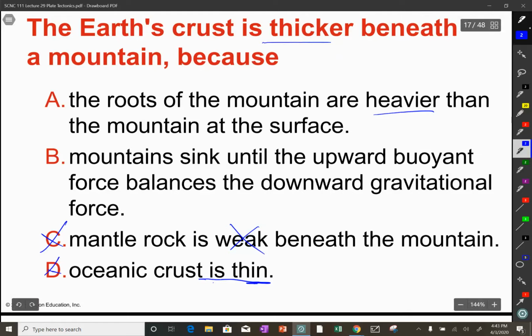The roots of the mountain are heavier than the mountain at the surface. It's not that the roots are heavier, it's that the entire thing is just like a boat. You can think of it like a boat. The higher the mountain, the more you have to displace down below so that you're going to have the downward gravitational force balanced by that upward buoyant force.